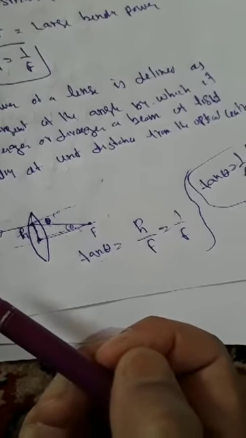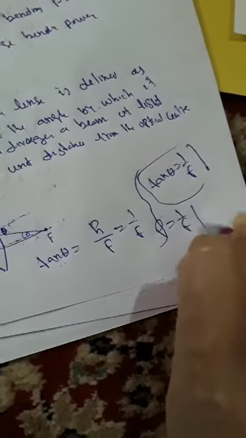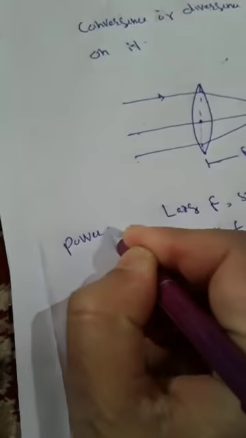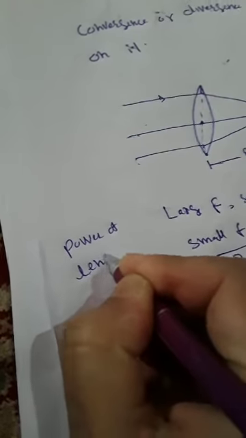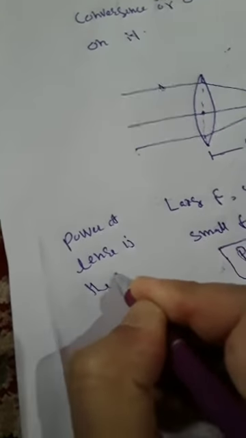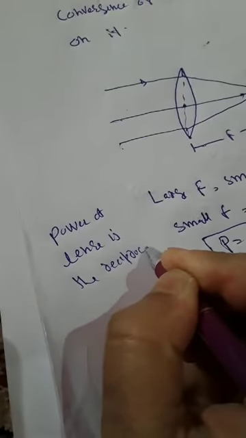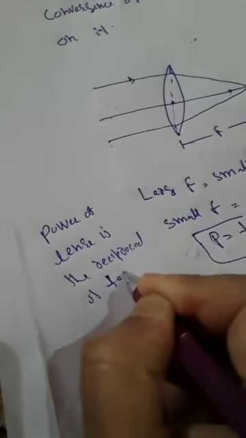In short, we can say here that power of lens is the reciprocal of focal length. Here power of lens, from the definition, P is equal to 1 by f. In simple language, we can say power of lens is the reciprocal of focal length. I hope you have got it.